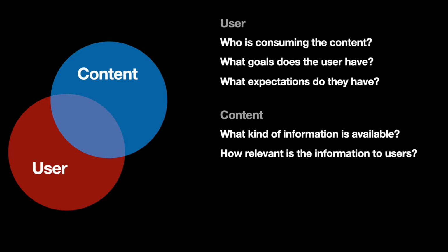Our goal when we show information is not to overwhelm users. We achieve this goal by limiting the amount of content we provide at one time. We need to learn what kind of information is available in our system and how relevant this information is for our users.